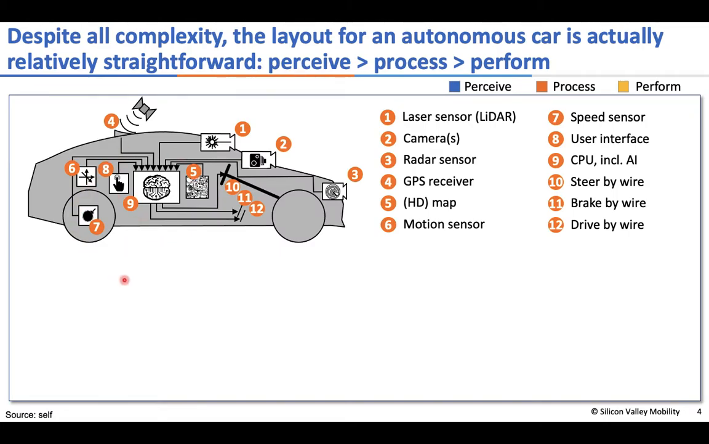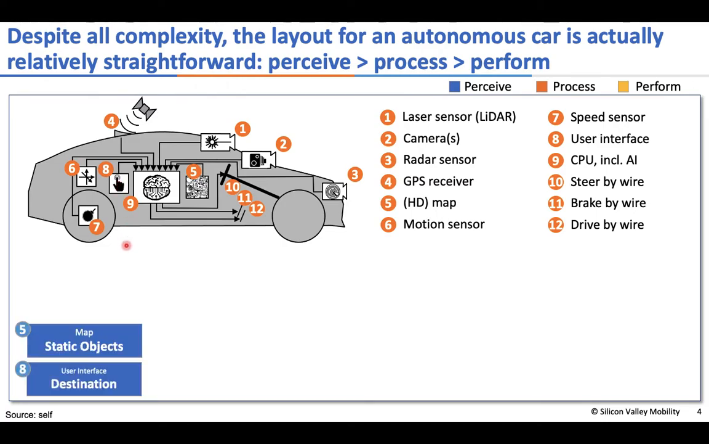So this is a depiction of a self-driving car, if you will, and you see here with all the numbers, quite a few sensors, GPS technology, maps, but also a few other sensors, and then some user interface, certainly a CPU, a central processing unit, and then steer-by-wire, brake-by-wire, drive-by-wire. So basically how an automated car would work. So the user enters a destination here with a touchpad or whatever. I want to go to San Francisco Airport. And then there's a map in the vehicle that basically knows how to get from your location to San Francisco Airport.